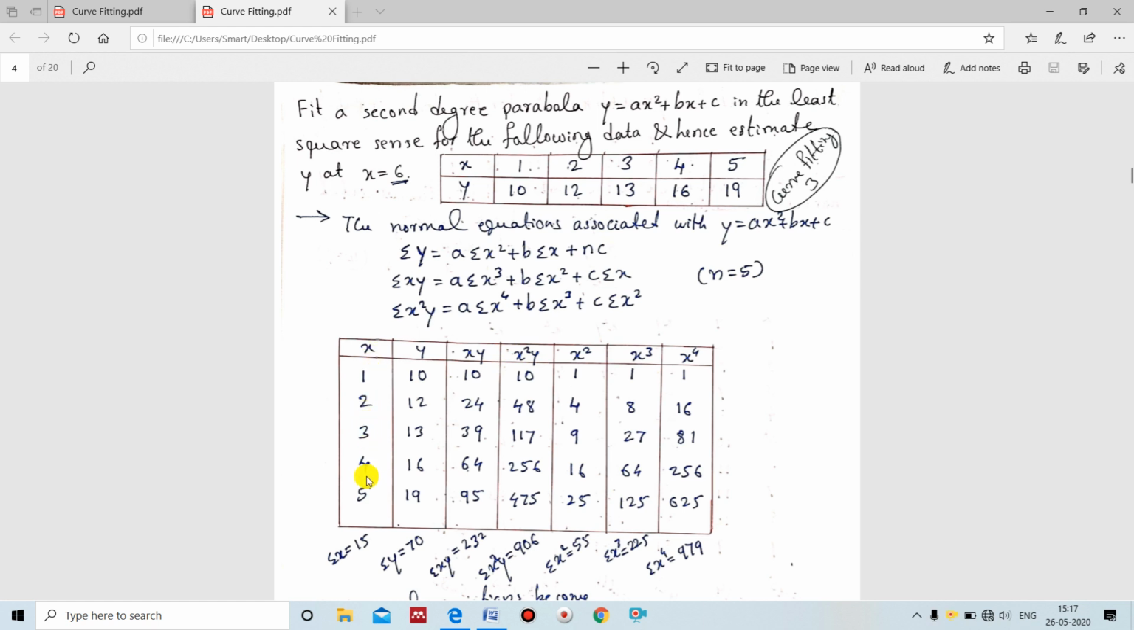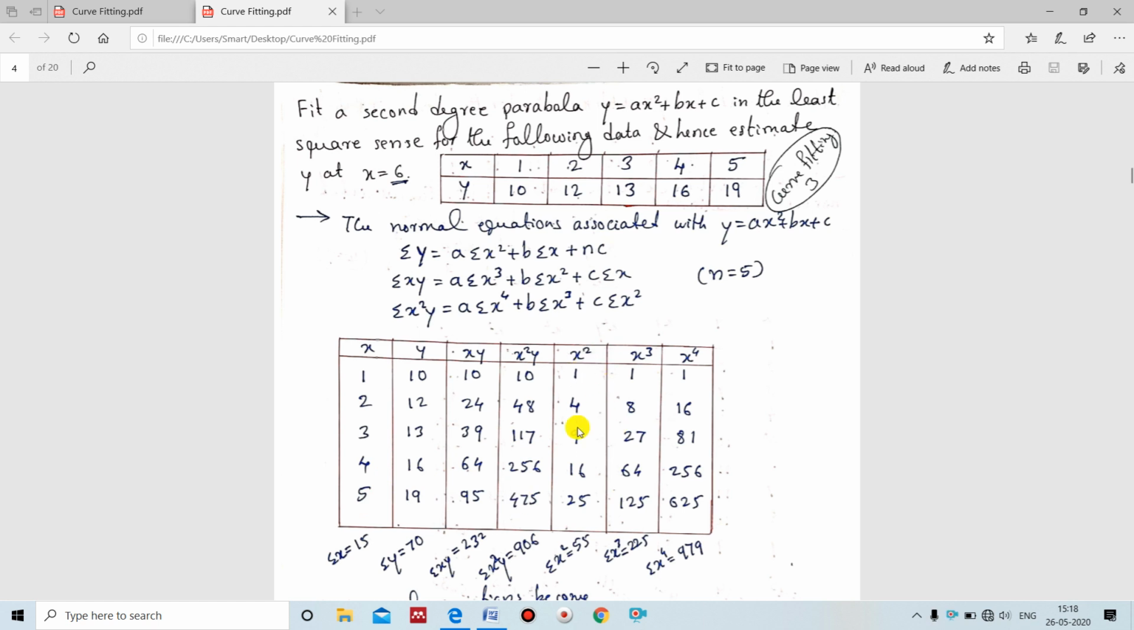X is 1, 2, 3, 4, 5, y is 10, 12, 13, 16, 19. So xy is, multiply this: 1 into 10 is 10, 2 into 12 is 24, 3 into 13 is 39, 4 into 16 is 64, 5 into 19 is 95. Then x square y, square this and multiply: 1 square is 1, 1 into 10 is 10, 2 square is 4, 4 into 12 is 48, 3 square is 9, 9 into 13 is 117, 4 square is 16, 16 into 16 is 256, 5 square is 25, 25 into 19 is 475.